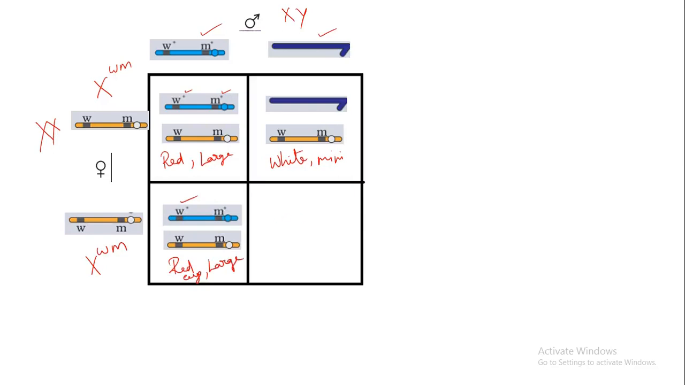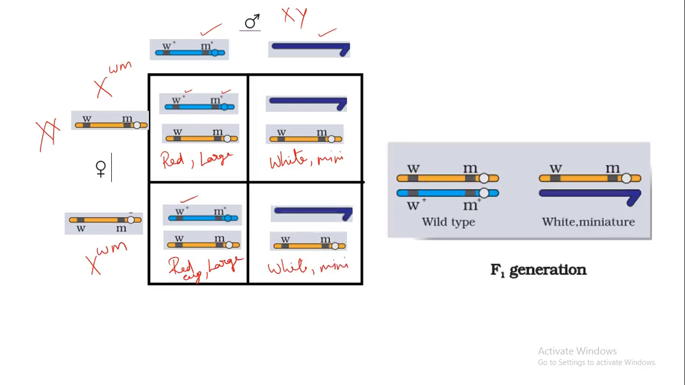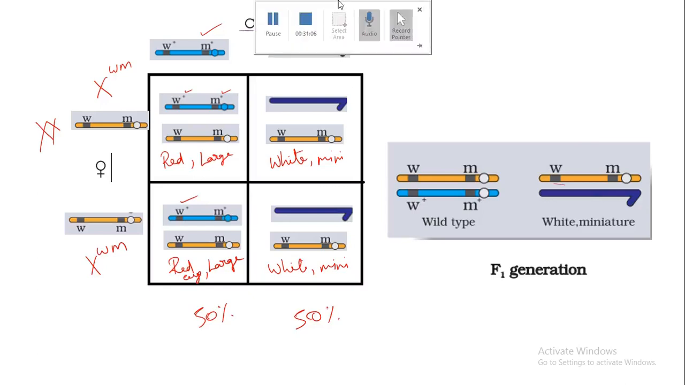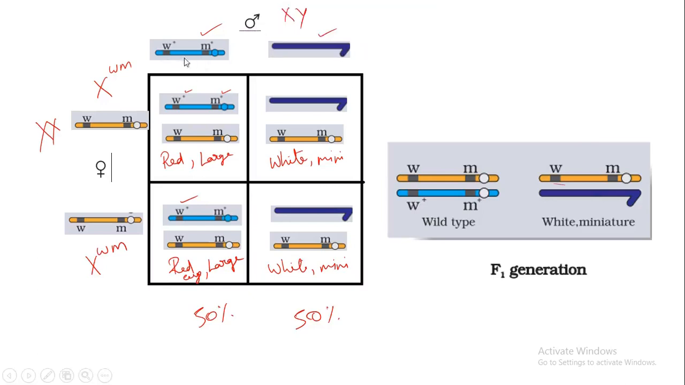And here, once again, it's going to have white color eye, and it's going to have a miniature wing. So that forms your F1 generation. In the F1 generation, 50% will have red eye, large wing, and 50% will have white eye, miniature wing. Okay, so the male's characteristics have changed from wild type to mutant type in the F1 generation.